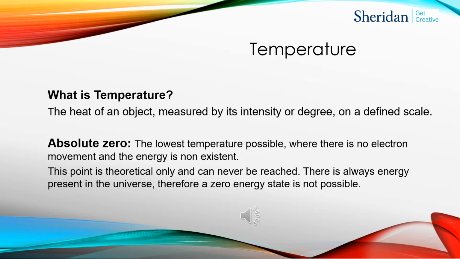What is temperature? Temperature is the heat of an object measured by its intensity or degree on a defined scale. Absolute zero is the lowest temperature possible. There is no electron movement and energy is non-existent. This point is theoretical only and can never be reached. There is always energy present in the universe, therefore a zero energy state is not possible.